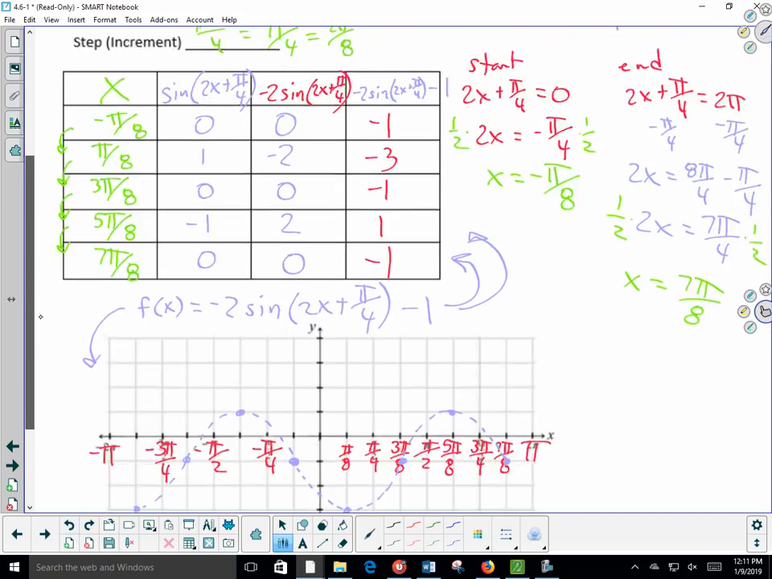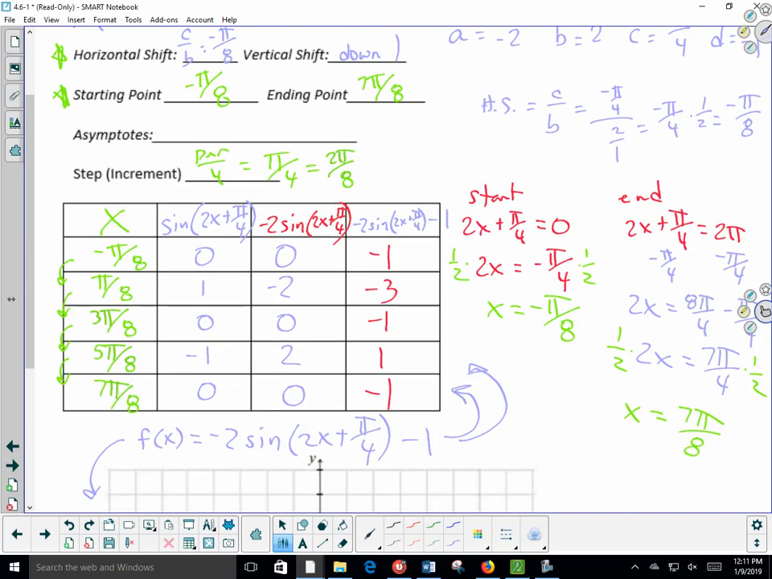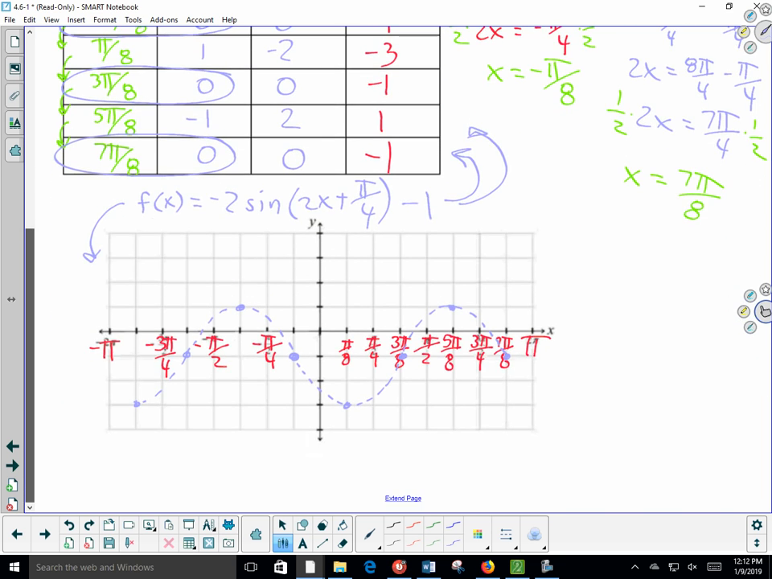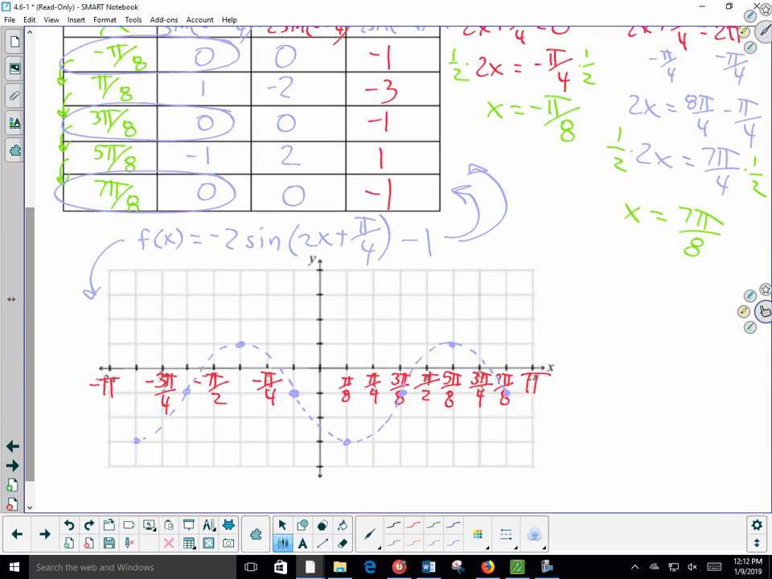And now let's go back, and did we ever talk about the vertical asymptotes? So the vertical asymptotes are going to be wherever we see a 0 in the second column. So that's going to be here, and here, and here. So I would say our asymptotes are going to be at negative pi over 8. Then the next one is going to be 3 pi over 8. Then the next one's going to be 7 pi over 8, and so on. So I'm graphing those: negative pi over 8 is right here, and then the next one's at 3 pi over 8, and then at 7 pi over 8.